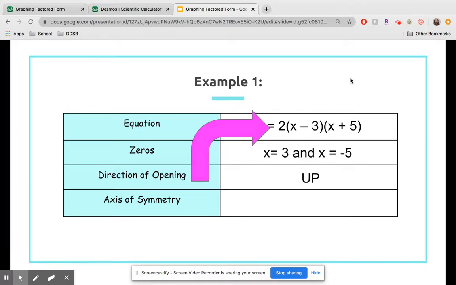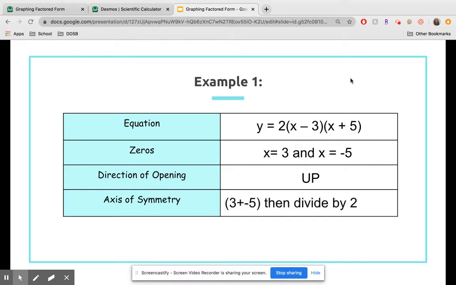And then lastly, for the axis of symmetry, what we do is we take the two values of our zeros, we add them together, and then we divide by 2. This would give us negative 1. So the axis of symmetry, where the vertex would be, will be at x equals negative 1.